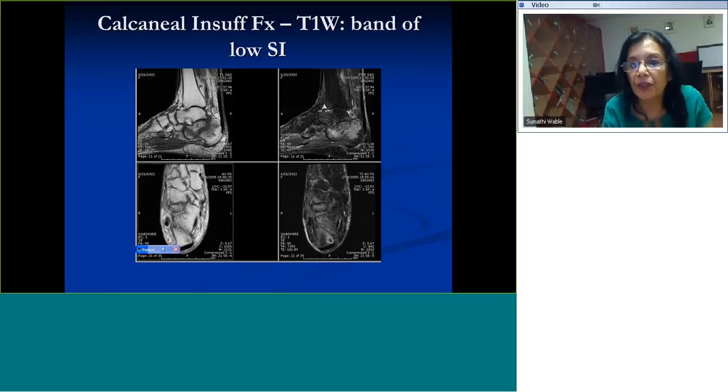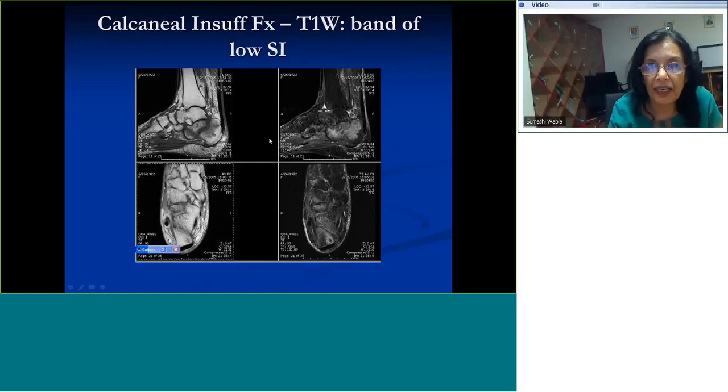You want to use STIR images, especially in the extremities, because fat suppression may be inhomogeneous, especially if you're using a low Tesla MRI magnet. In a high field magnet, also you want to use a surface coil and use at least one STIR sequence so that you can evaluate if it is true marrow abnormality versus inhomogeneous fat suppression.